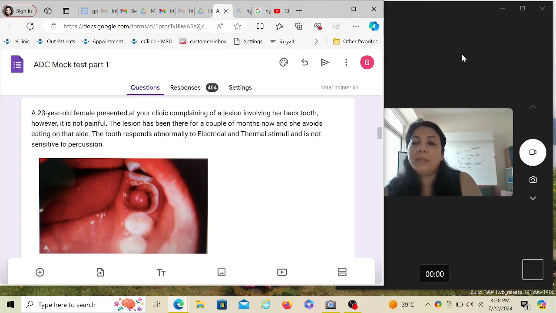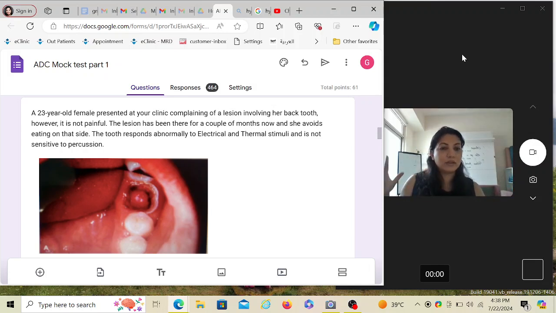A 23-year-old female presented at your clinic complaining of a lesion involving her back tooth. 23 is a relatively young person. However, it is not painful. Great, and you're seeing the picture. Actually, for short, in the picture two things come to mind. One, it can be chronic pulpitis, or second, the gingiva has overgrown in that cavity. But for that, the tooth has to be fractured somewhere for the gingiva to have access to grow into the cavity like this. If that is the case, sure, it's an extraction.